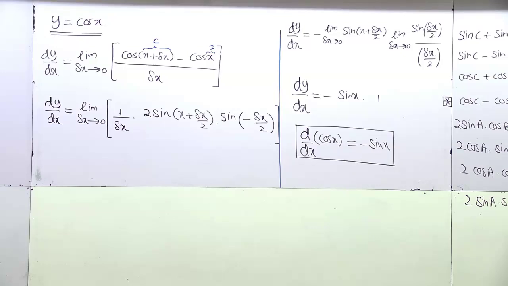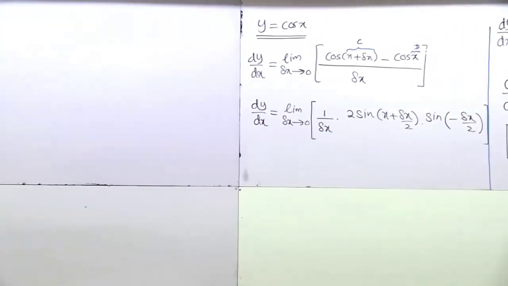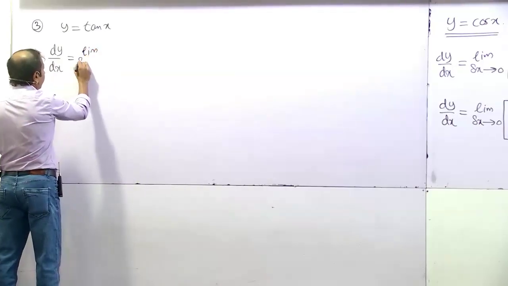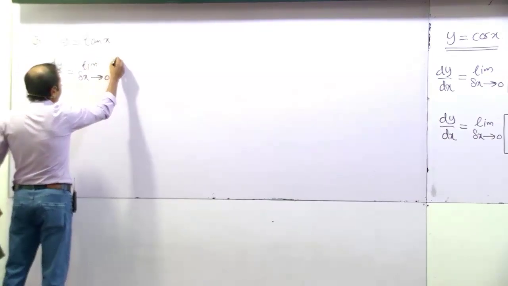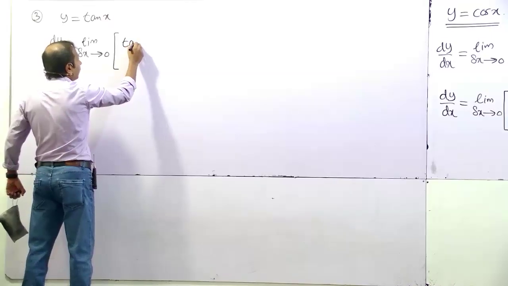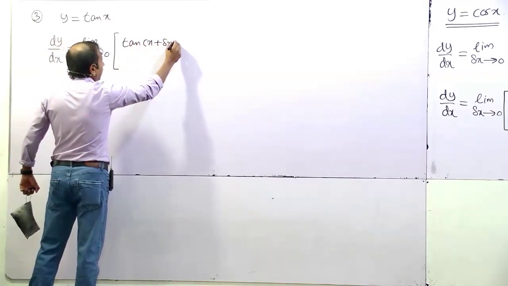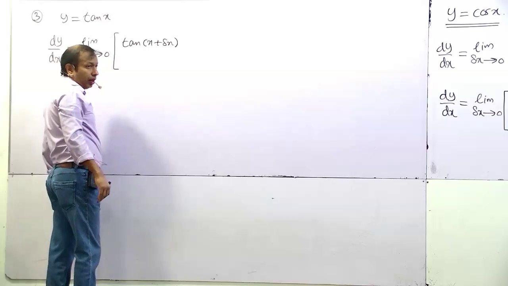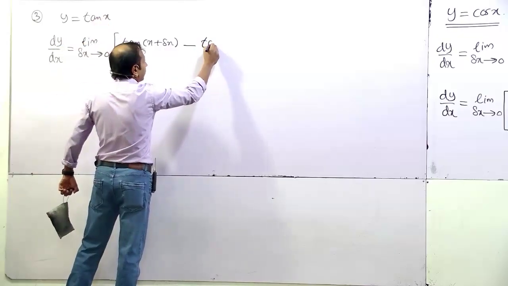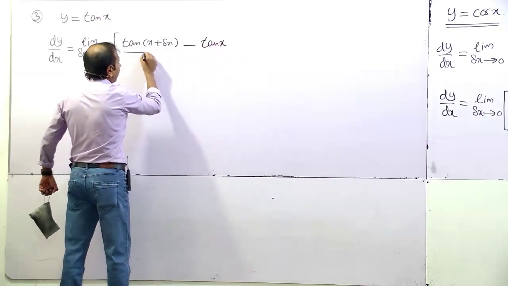Right? Yes. Now take y equals tan x, third one. So how to write dy by dx? dy by dx equals limit delta x going to 0. This x we must replace by x plus delta x, and minus the same right hand side, divided by delta x.